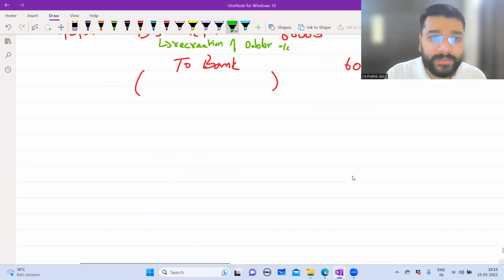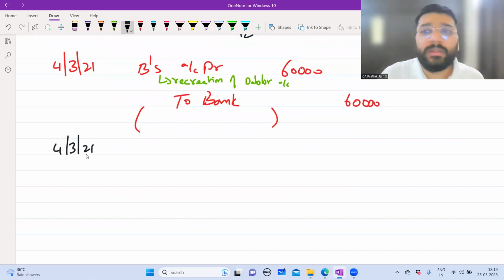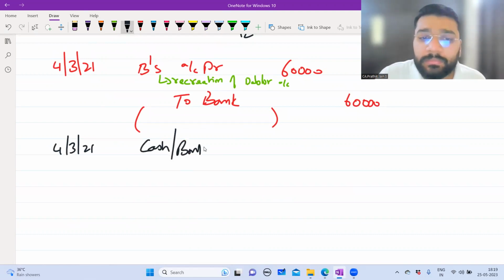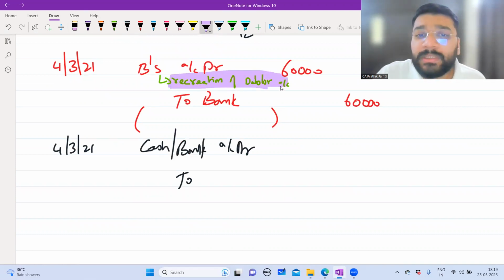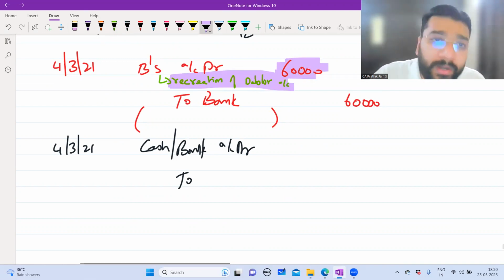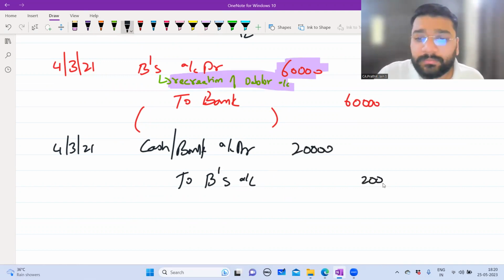So what will be the journal entry, my dear friends? On 4th of March 21, we are receiving the money. So can I say cash or bank account debit? To that extent, I need to close B's account. B's account you recreated here, my dear friends. This is the money that you are supposed to receive from B in future. From that, on the very same day, you got 20,000 already. So what will be the balance to be collected from B? 40,000.